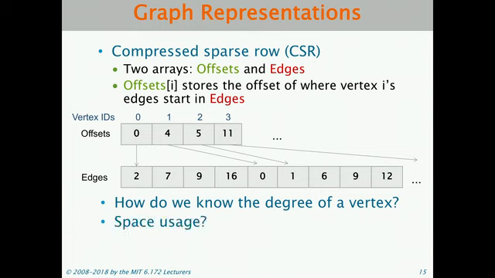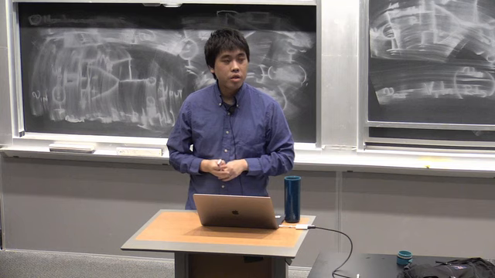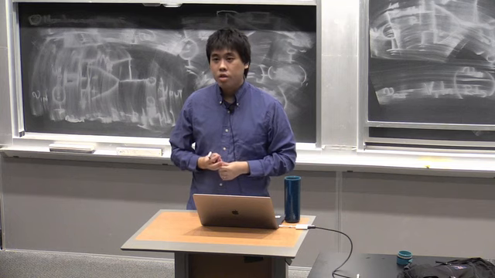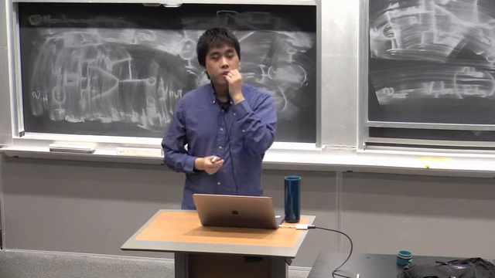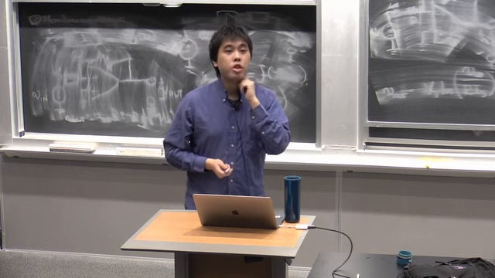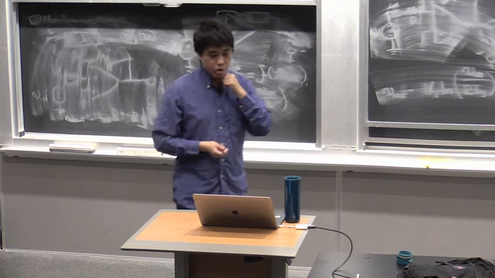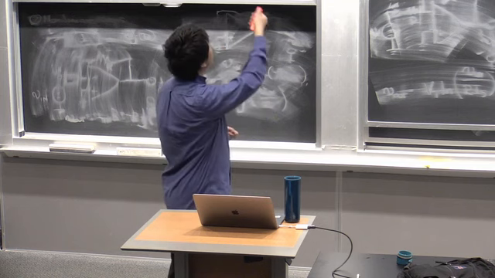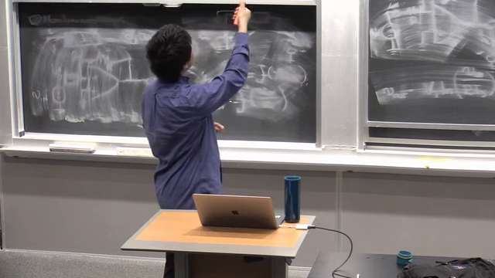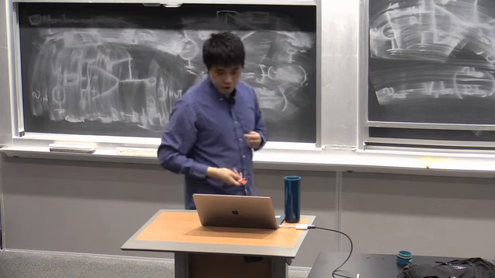So what's the space usage of this representation? Yeah, so again, it's going to be order m plus n because you need order n space for the offsets array and order m space for the edges array.